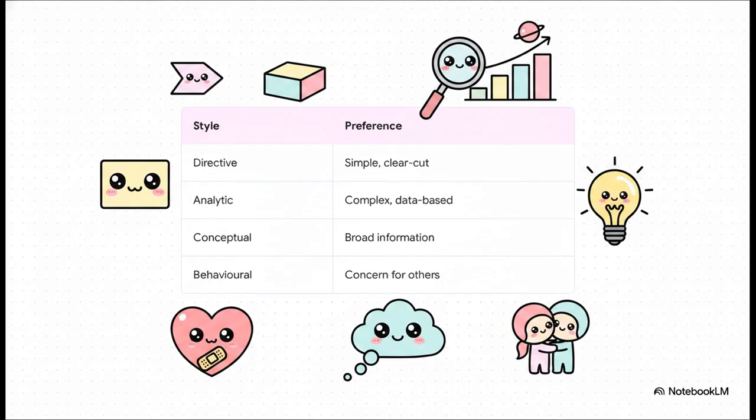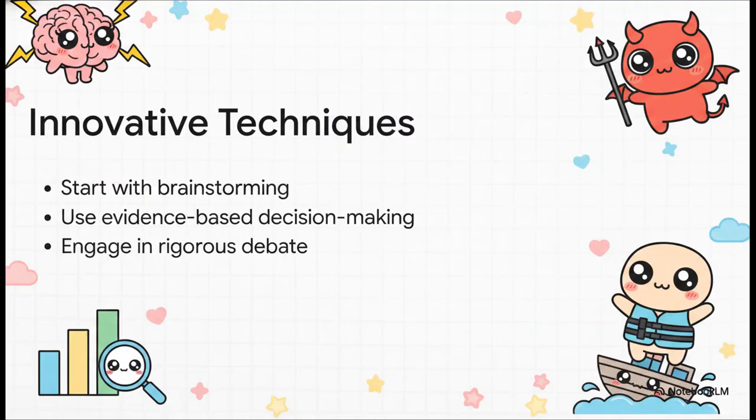I want you to play along right now. Think back to your last really stressful group project. Which of these 4 styles did you naturally default to? It's pretty revealing once you think about it. So beyond personal styles, top-tier managers also employ really innovative techniques to avoid cognitive biases. Because biases can cause disastrous decisions.